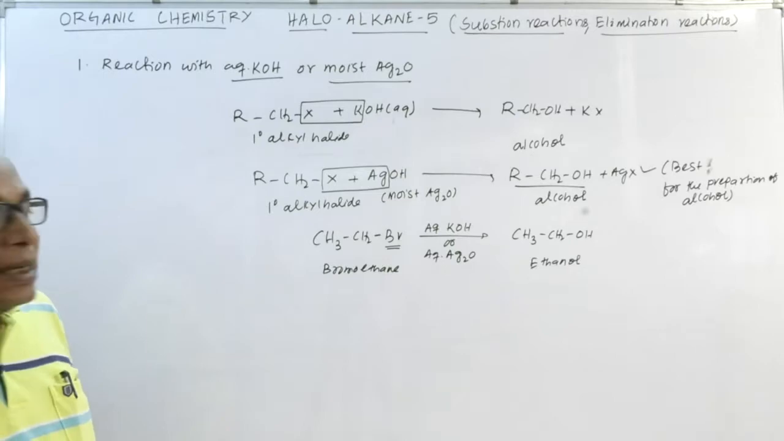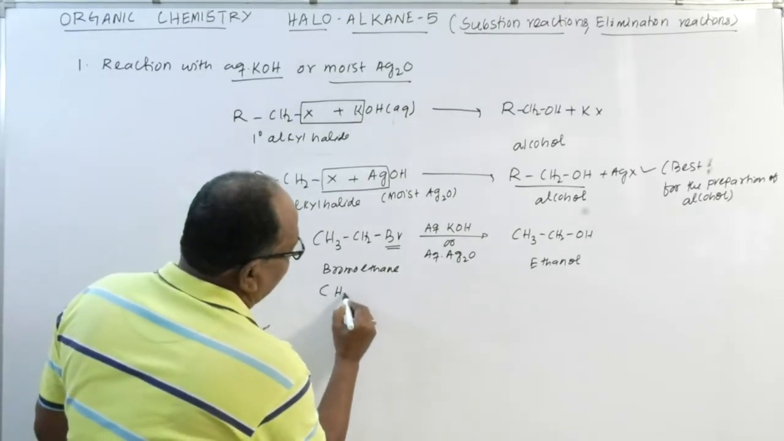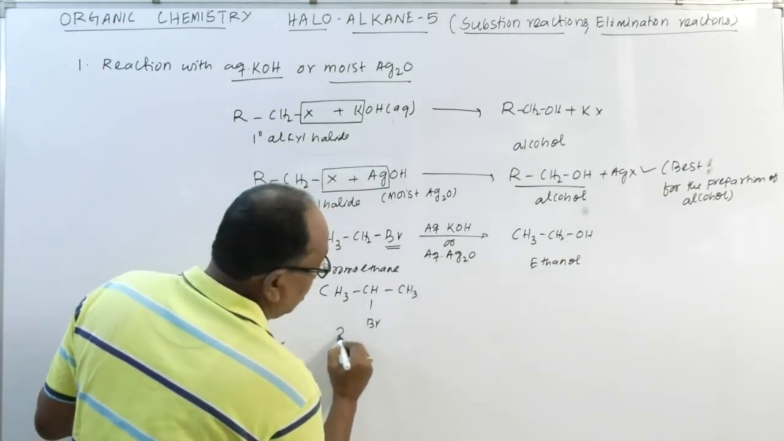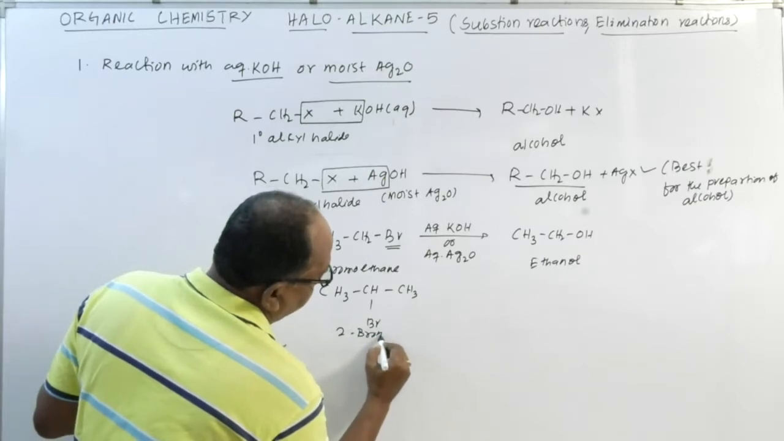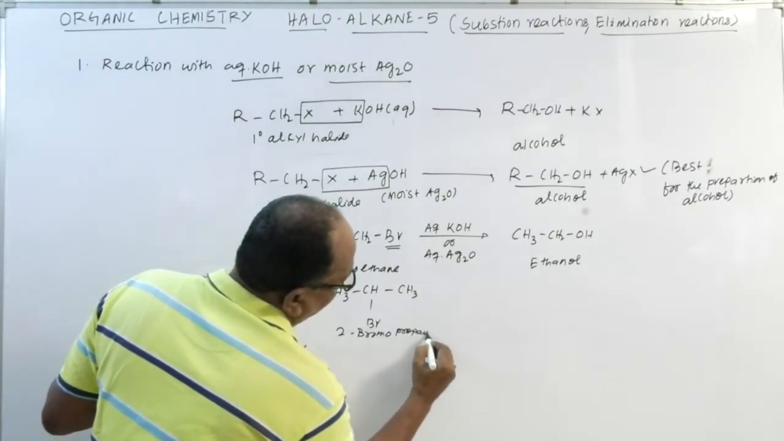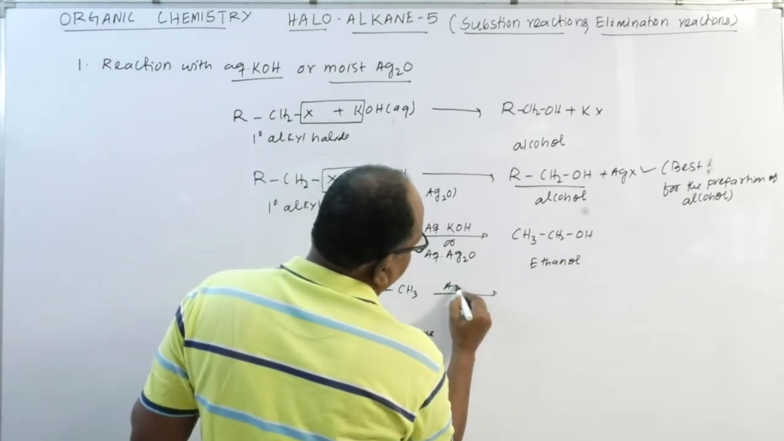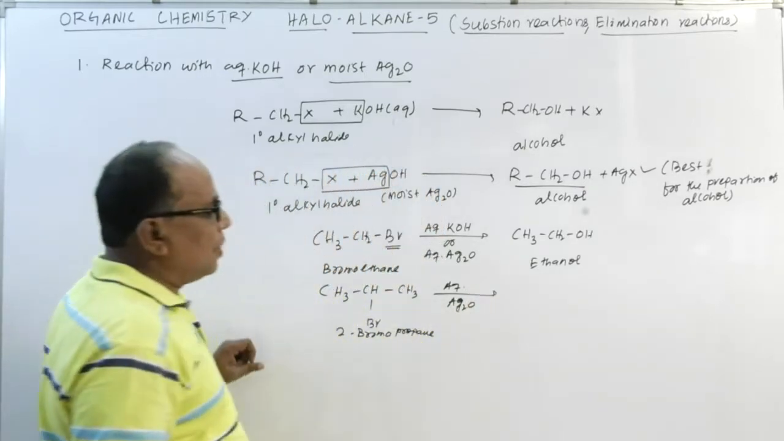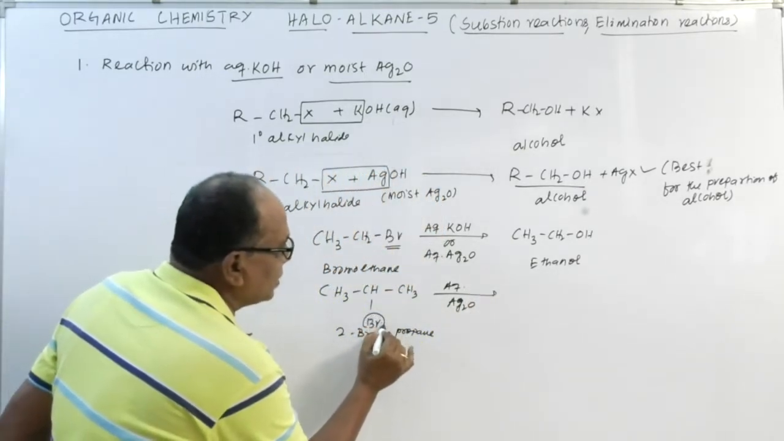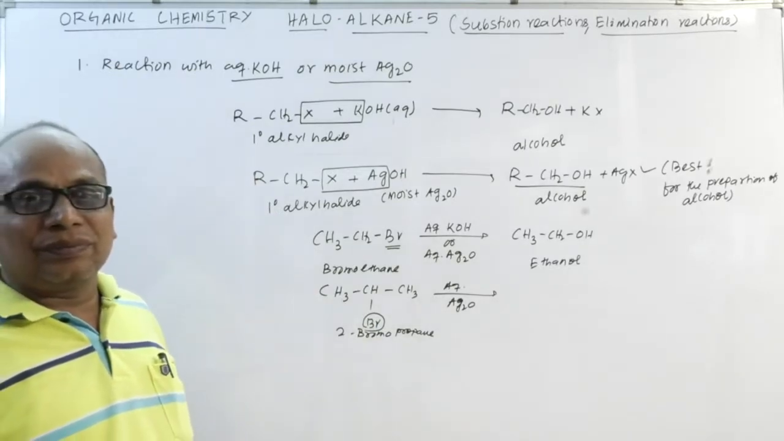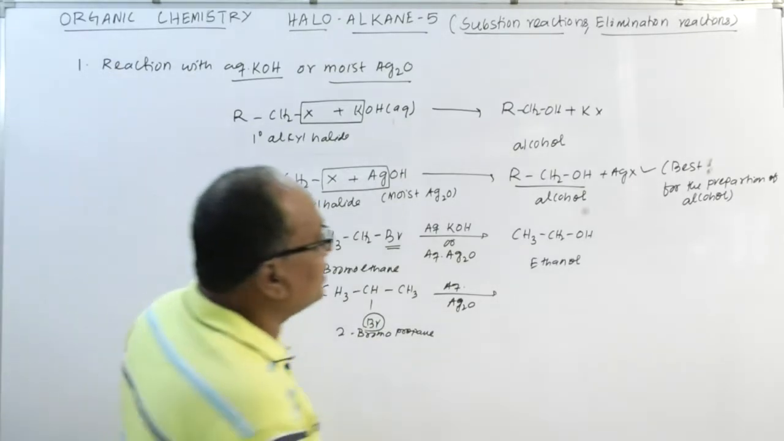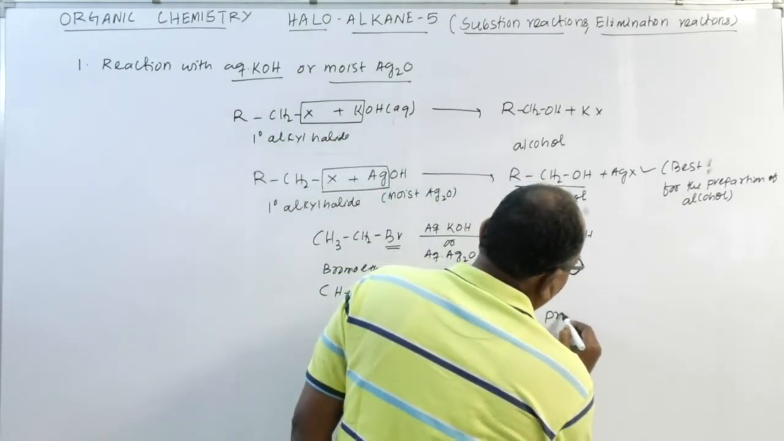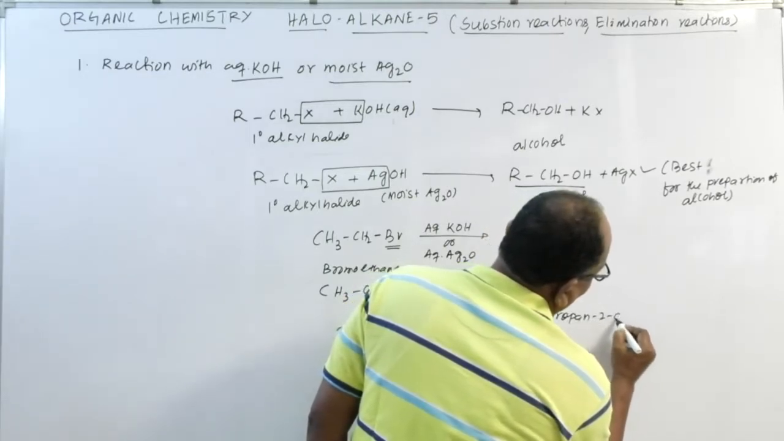Okay, students? Suppose you take CH3CHBrCH3, that is 2-bromopropane, and treat it with aqueous silver oxide. What product will it give? This will change to what? OH. Can you write this? And the product you will get is called propan-2-ol.